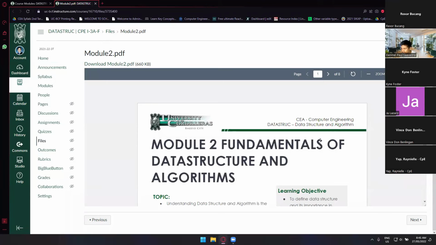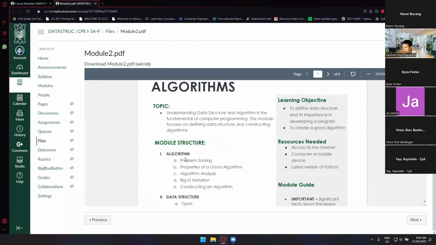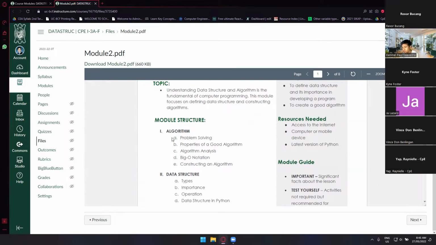This is just 8 slides. So in here, we'll discuss the algorithm and then the data structure. So for the topic for this one, understanding data structure and algorithm is the fundamental of computer programming. And then this module focuses on defining data structure and constructing algorithms. Okay. So the first one is algorithm.